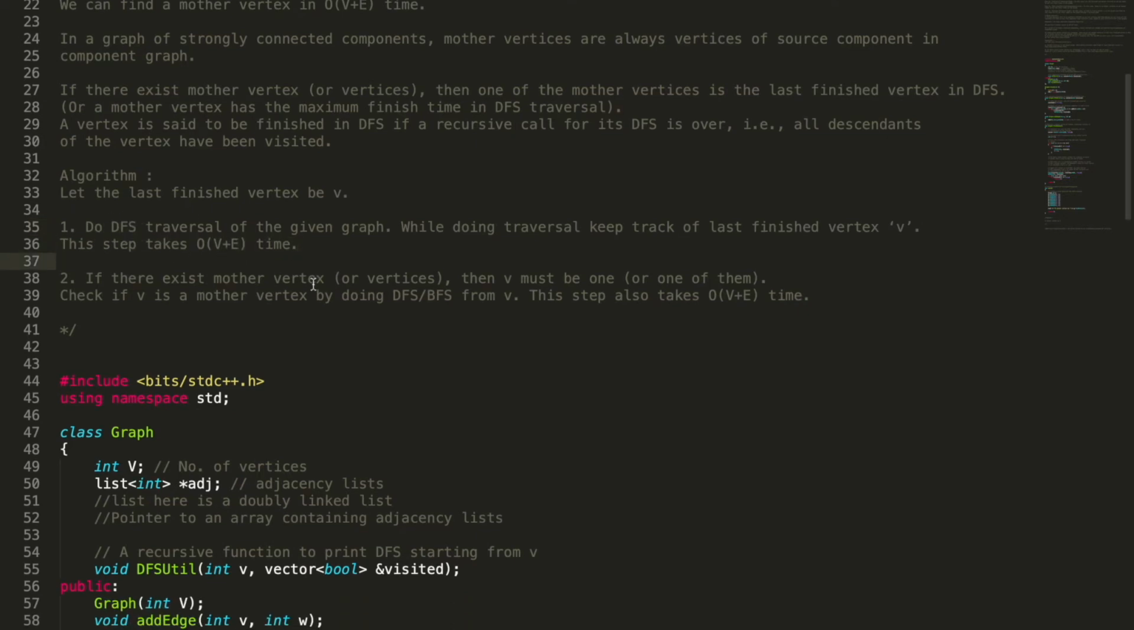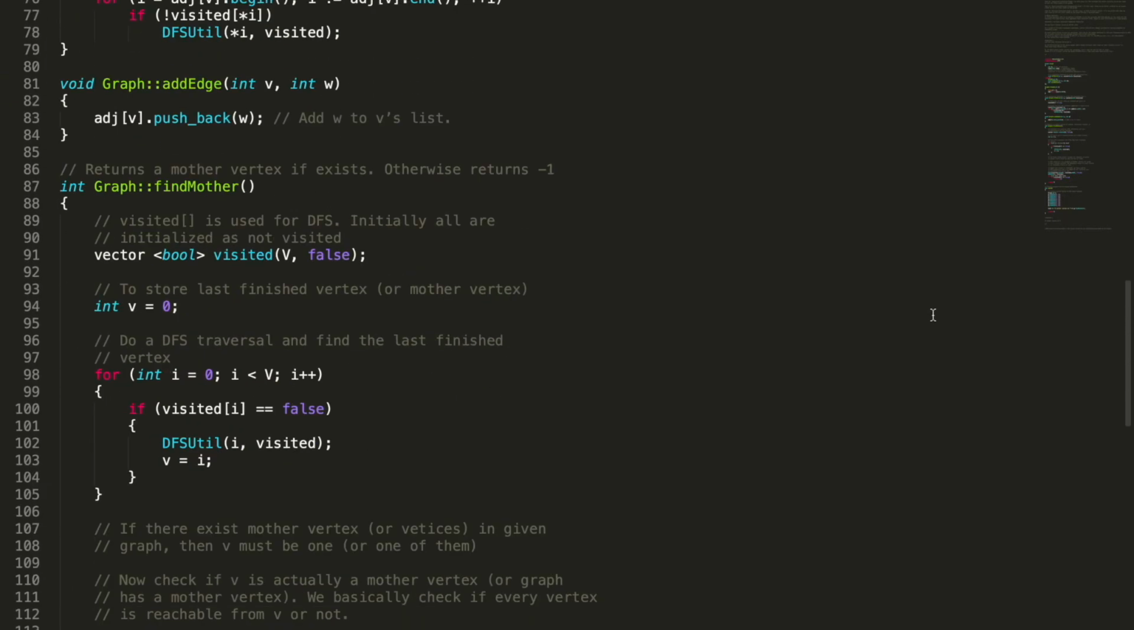Now after that, if there exists a mother vertex or vertices, then V must be one of them, right? At that point of time, you're going to check whether it is a mother vertex or not by doing DFS again from that V. So this step will also take order of V plus E time, but only for this particular vertex, not for all the vertices. And how are you going to find this particular vertex? You have kept track of the last finished vertex, which is V. Now what is our code? Let's come to the code.